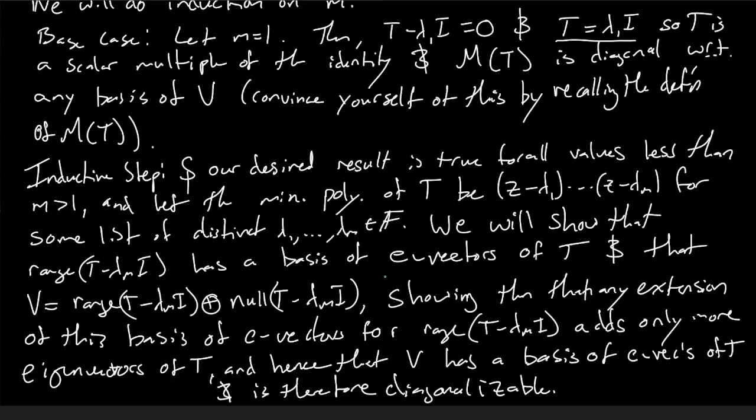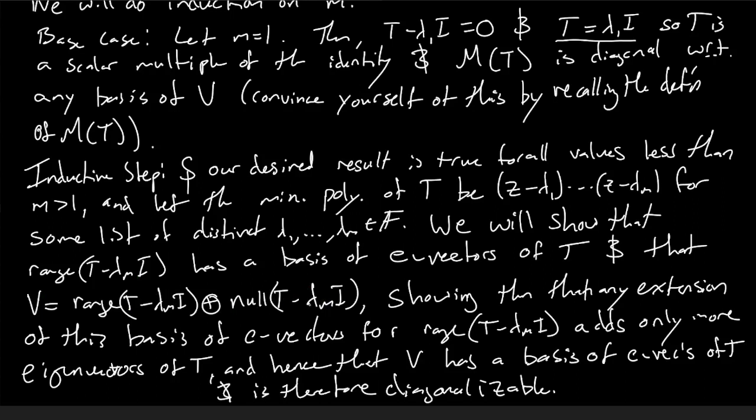Okay, so let's look at the range of T minus lambda m I. I know that seems kind of unmotivated at this point, but basically we'll try to cut this minimal polynomial down a little bit, since we're doing induction on m, the number of terms in the minimal polynomial if you factor it out. We'll show that this piece has a basis of eigenvectors. Then we'll show that V is a direct sum of this piece and the null space of T minus lambda m I, which notice is an eigenspace corresponding to lambda m.